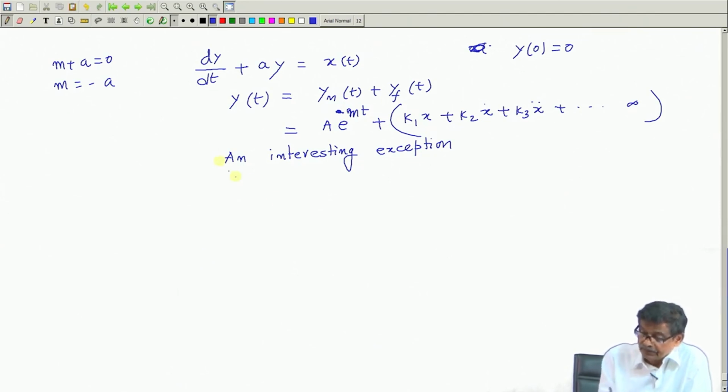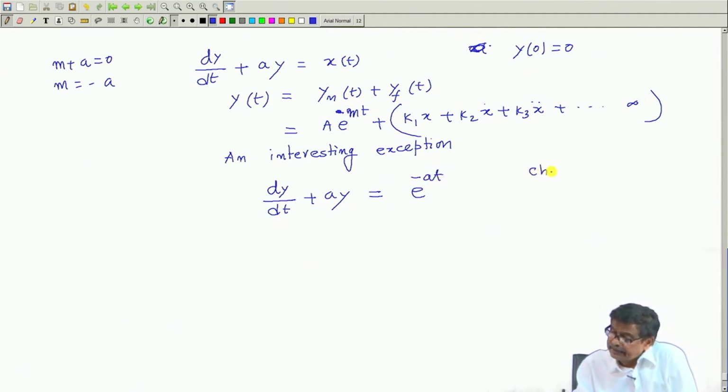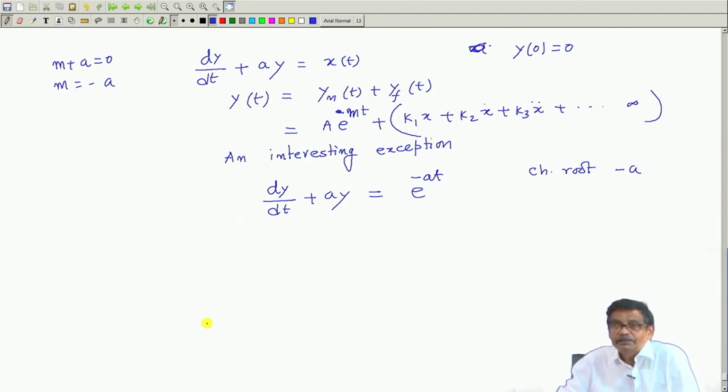Suppose I say that the differential equation is like this, dy/dt plus a y, and the forcing function is e to the power minus a t. See, the characteristic root is minus a. If on the right hand side the forcing function is e to the power minus a t, what will be the solution? From this it looks like A e to the power minus a t, and this I will do, but if you do, you will be making a mistake.